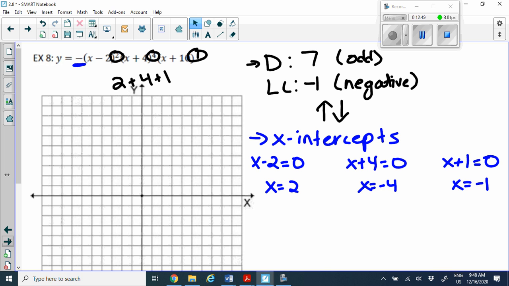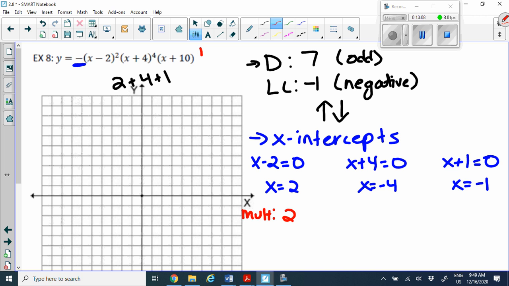Now, our last thing, we need to talk about multiplicity. So this is looking at the exponents on these factors. On the x minus 2 factor, notice that we get 2 as our exponent there. So since our 2 is even, that means we're going to bounce. Okay, and x equals -4, notice our multiplicity there is 4, because that's the exponent. And notice, once again, that's an even multiplicity, so we bounce.